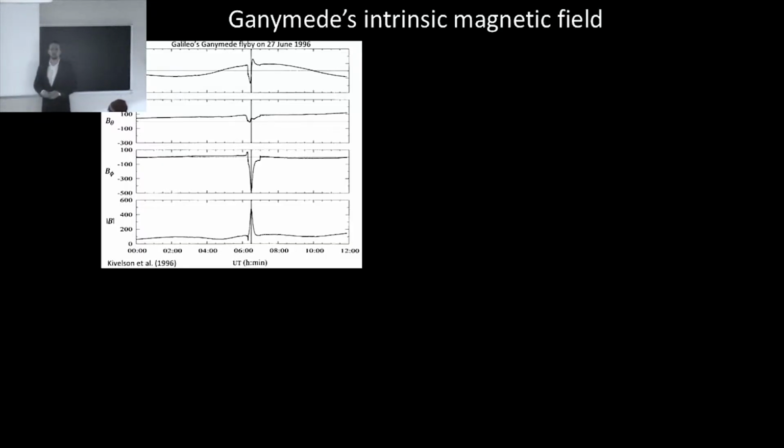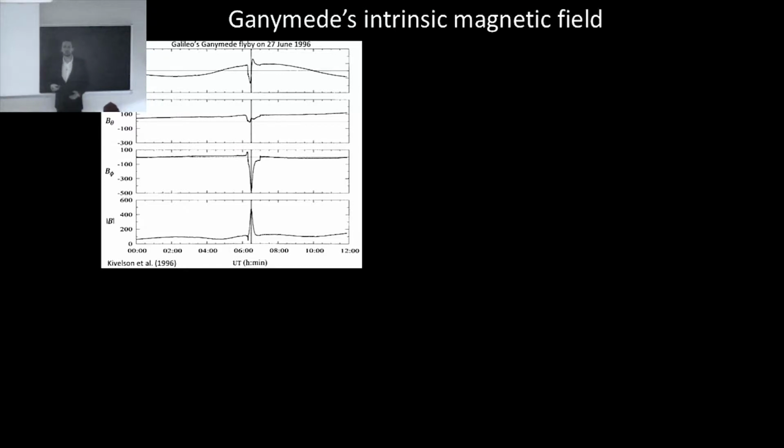Ganymede is a very interesting case. So this is the measurements of Galileo as it was orbiting Jupiter, and then it was getting near Ganymede. It detected a signature of the disturbance in the magnetic field. However, the disturbance is stronger than the background field.